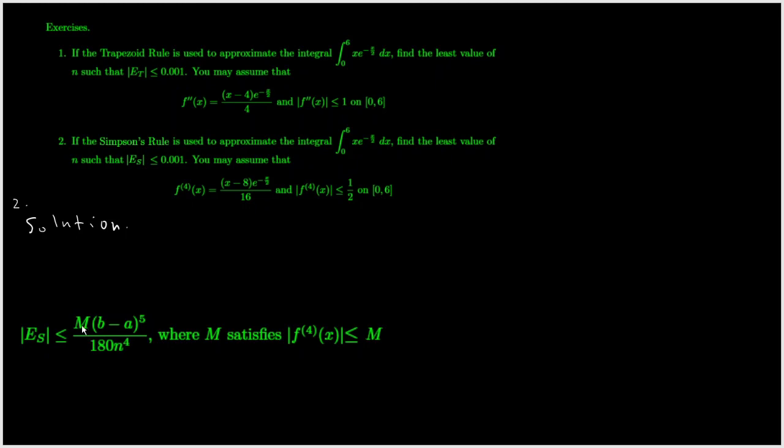So we know the value of m is 0.5. We know the value of b. We know the value of a. We are looking for a value of n. We are given the accuracy 0.001. So all we need is to solve the following inequality for n.